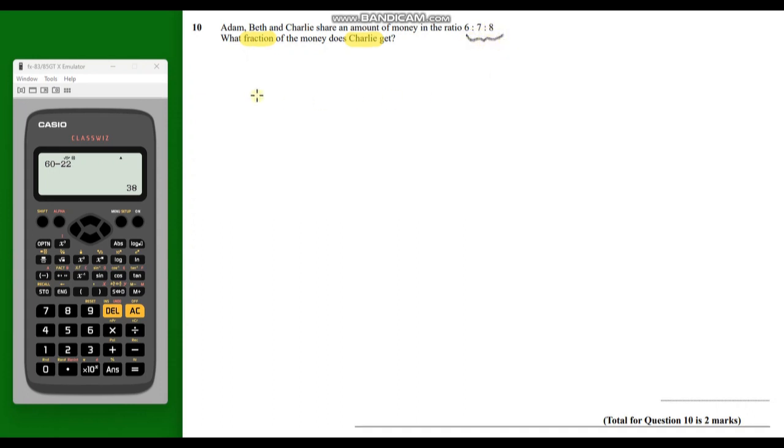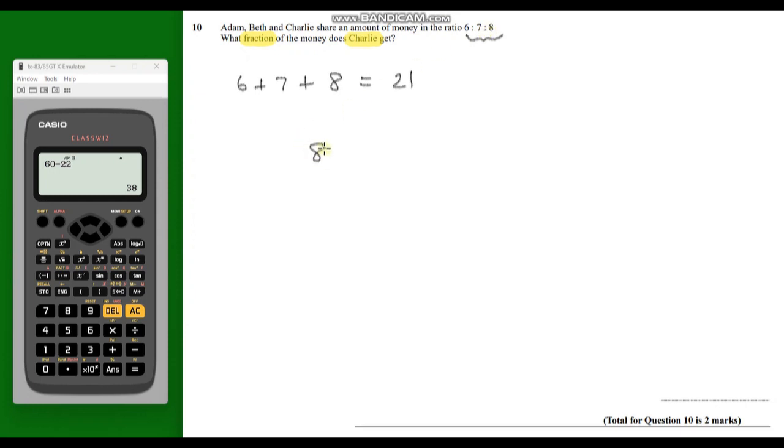So we just add these together. So 6 plus 7 plus 8, and I can see that will give us 21. And how many of those parts does Charlie get? Well, because Charlie's the last name, he gets 8 parts. So it's always done in order of name. So Adam would get 6, Beth would get 7, and Charlie would get 8.